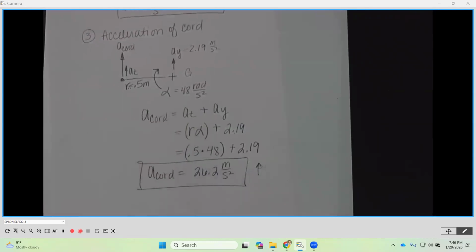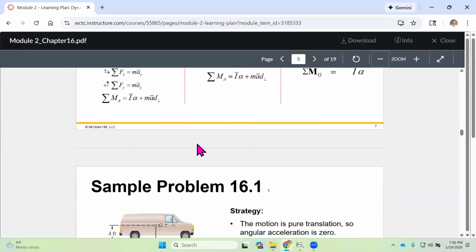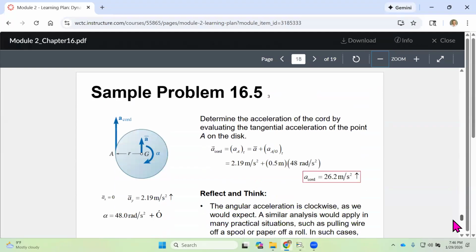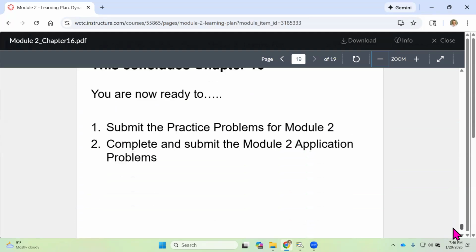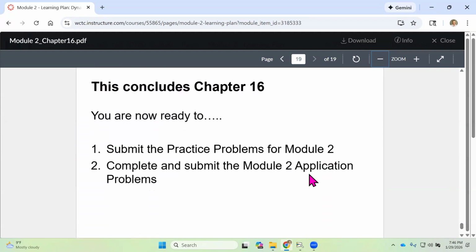So that's our third and final example this evening, and it's our third and final practice problem for module 2 and chapter 16. So let's take a peek at where we're at in our PowerPoint. We should be all the way at the bottom here. This was sample problem 16.5. So now we've completed these practice problems and you're ready to start looking at application problems.